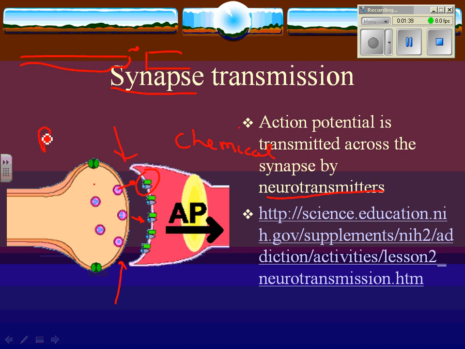This cell is called the presynaptic nerve because it's before the synapse. What do you think that one's called? Postsynaptic. The presynaptic nerve sends out the neurotransmitter. The postsynaptic nerve has receptors on it for neurotransmitters. So if this cell squirts out a neurotransmitter and it sticks in a receptor, that starts an action potential in the next nerve. That tells the next nerve to send a message.